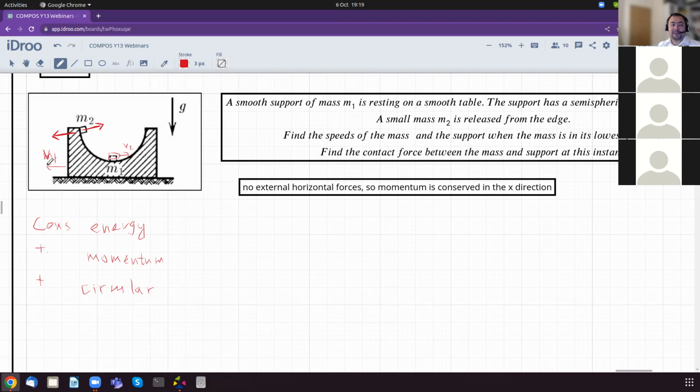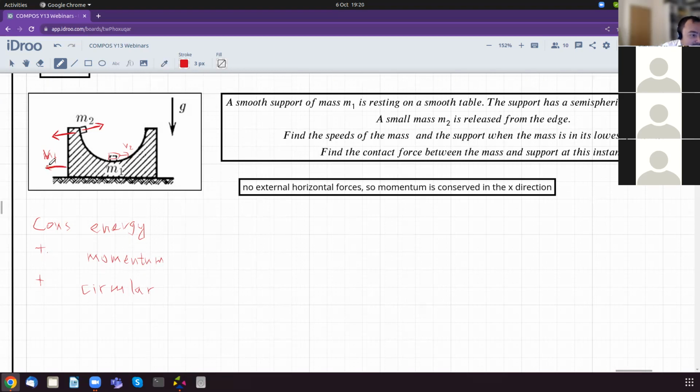So M1 is pushing M2. Therefore, M2 is pushing M1 in the opposite direction, according to Newton's third law. Normal contact force is always a two-way thing. You're pushing on the floor, the floor is pushing on you. So the mass M2 is pushing on M1, M1 is pushing on M2.